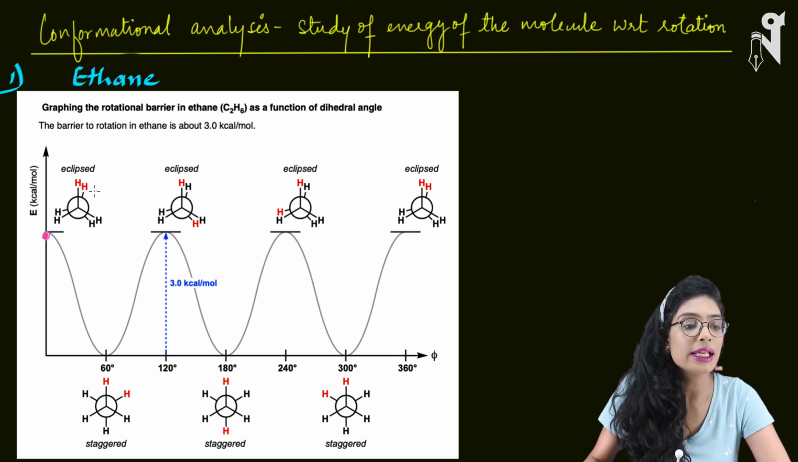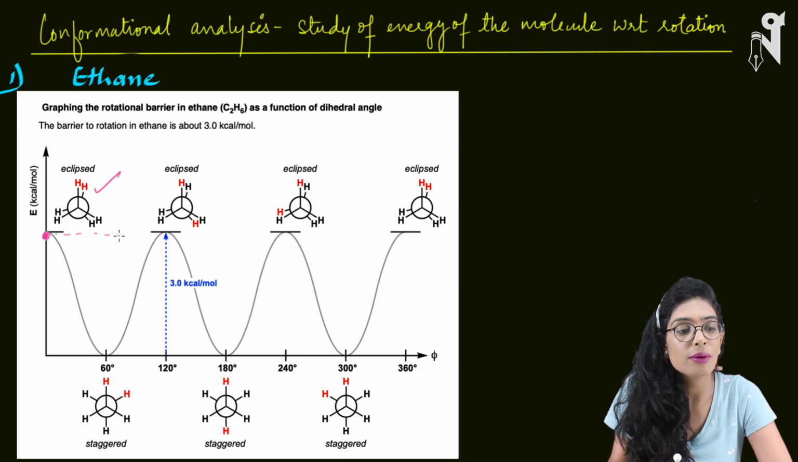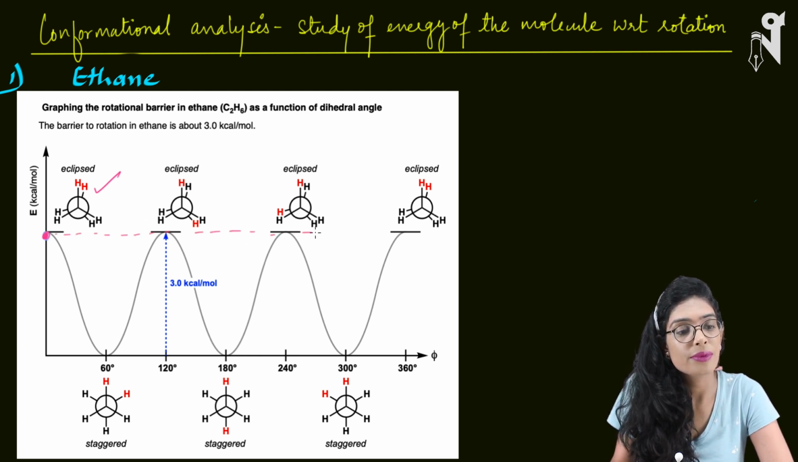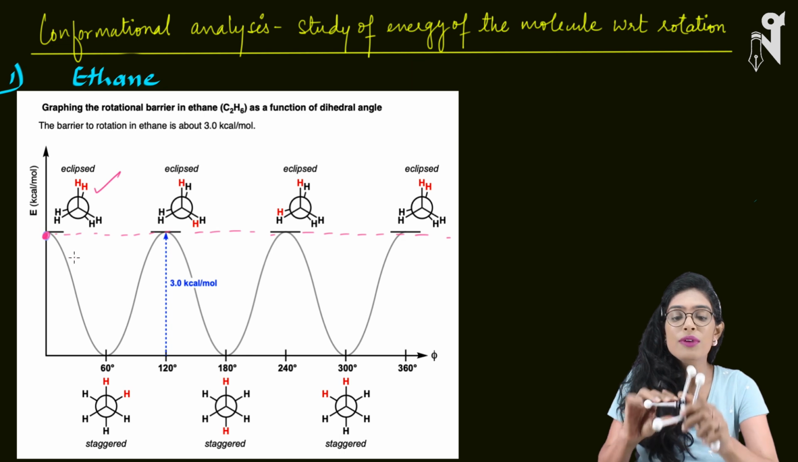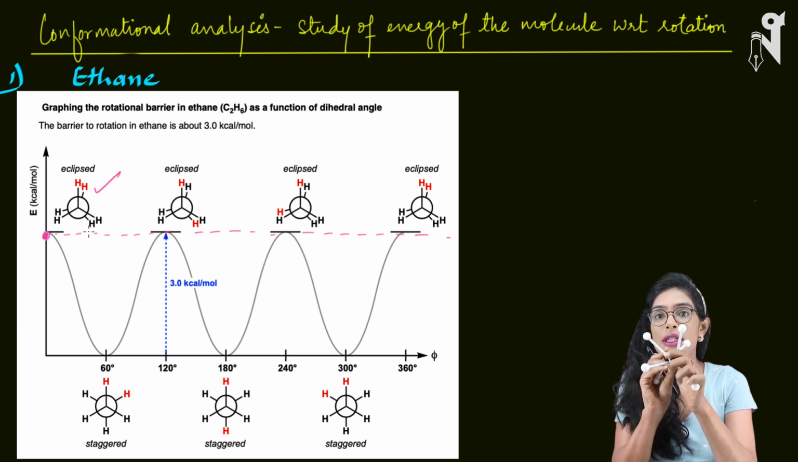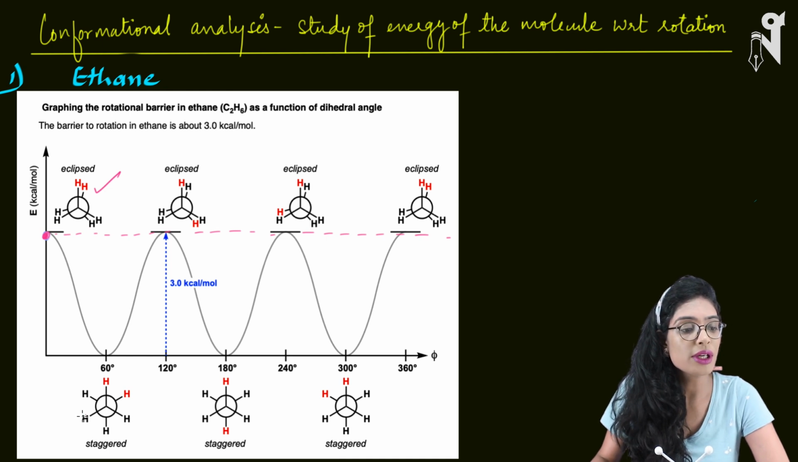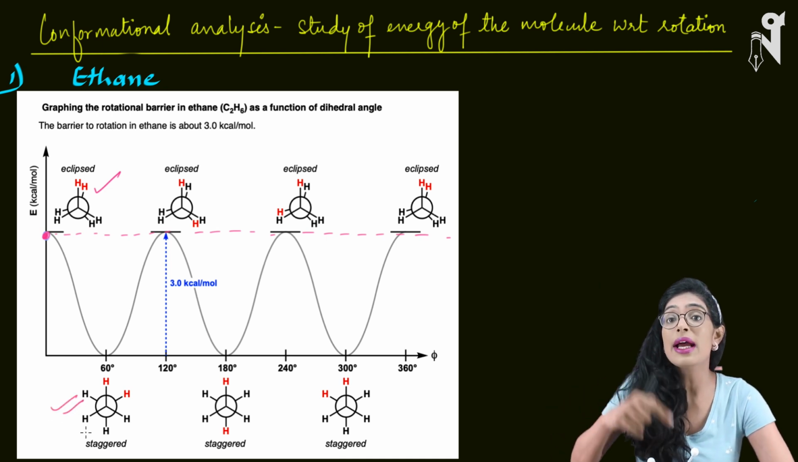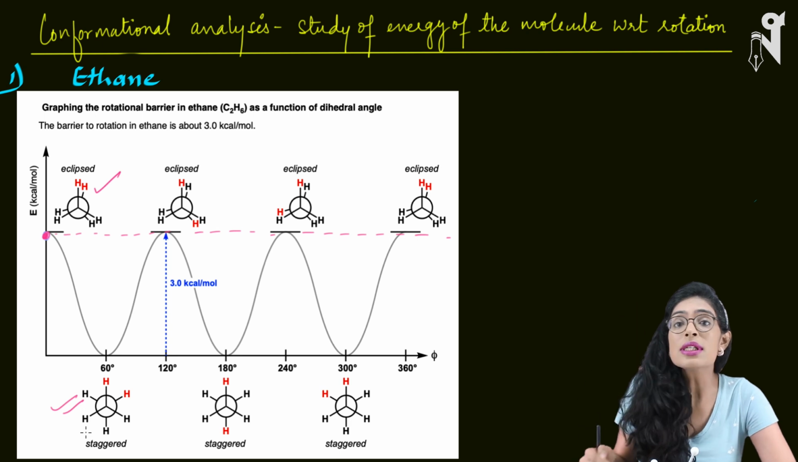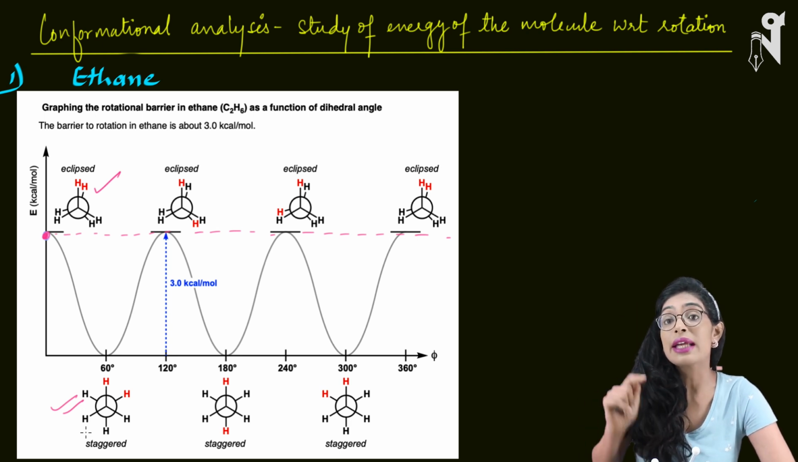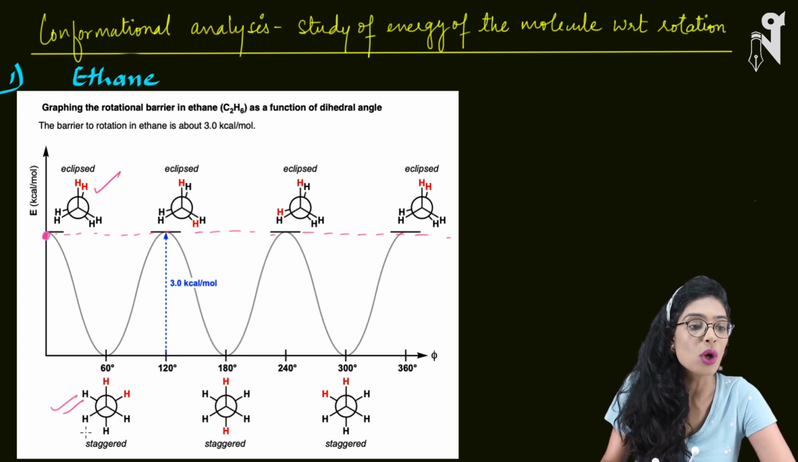the form which I have got is eclipsed, and when I draw it in the potential energy diagram, it has high energy, it is at a higher energy level. Now when you move it to 60 degree, when the dihedral angle is 60 degree, then it is forming staggered. This is my staggered conformation and energy is lesser. Why? I told you eclipse loses its energy and becomes staggered, and staggered gains energy and then becomes eclipse. So it has lost 3 kilojoules of energy and has become staggered.